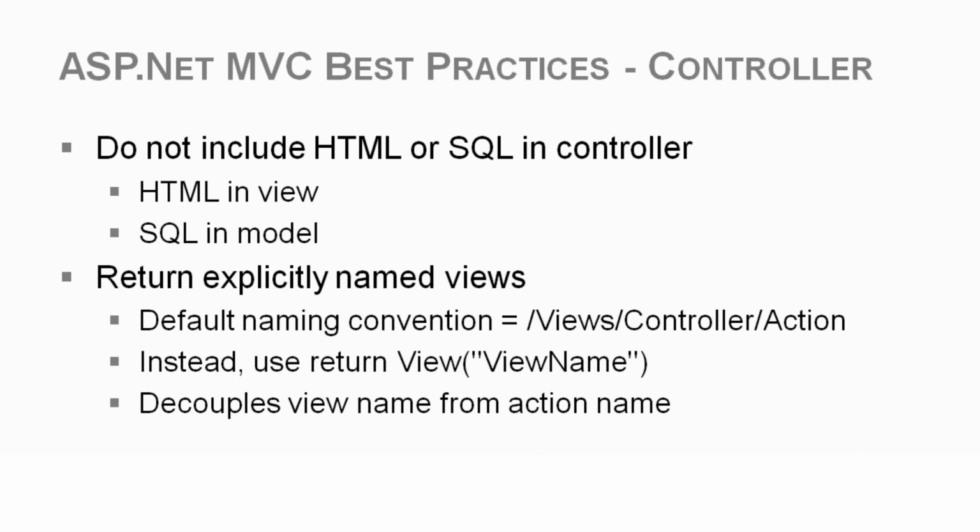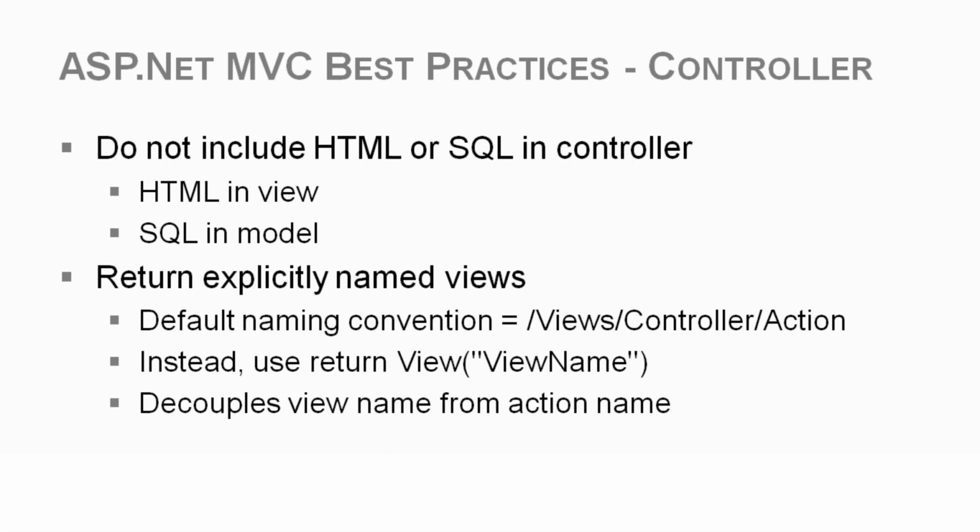If I have a products controller and an action called update, by default, when I return a view without a parameter name, it will be under views, products, update. That may not be what I want, and it's not explicit. It's a little bit of a magic string, and if I change the action name later on and don't realize that I have a view named that has to be changed as well, that can cause some trouble.